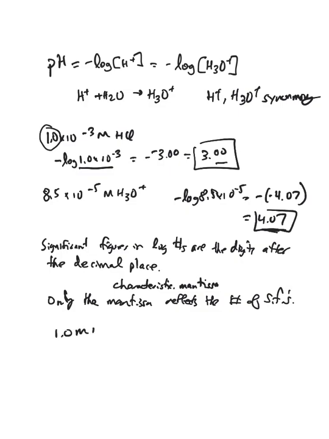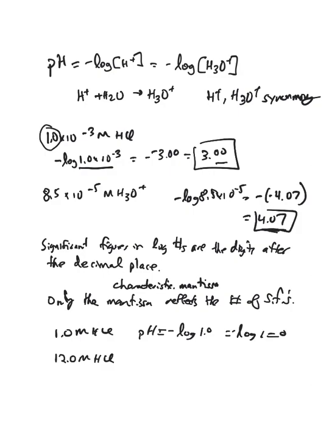1.0 molar HCl. Let's calculate its pH. So the pH is minus the log of 1.0, and the log of 1 is 0. And so the pH is 0. This may cause you some angst. People sort of tend to think that pHs have to be between the numbers 1 and 14. That's not correct. pH can even be 0. Which brings us to the next problem.